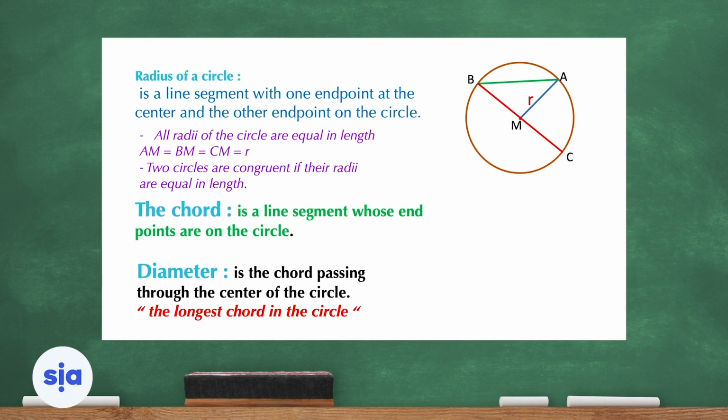What is the diameter? The diameter is a chord, but it must pass through the center point. So the diameter is chord BC. We call it a diameter because it's passing through the center point. And by the way, the diameter is the longest chord in the circle.